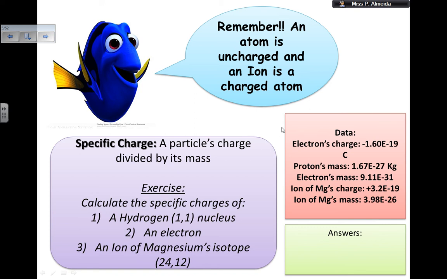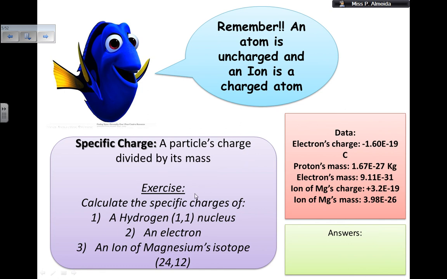New things that we need to know. We need to know about this thing called specific charge, okay? The specific charge is the particle's charge divided by the mass, okay? So I simply need to pick the charge, taking into consideration the number of electrons and protons I have in there, and divide by the mass, taking into consideration everything that makes up that particular particle, okay?